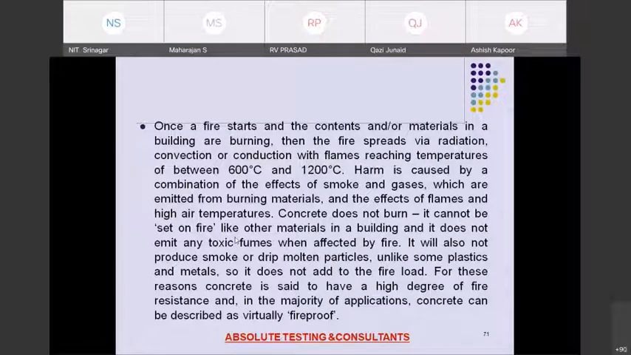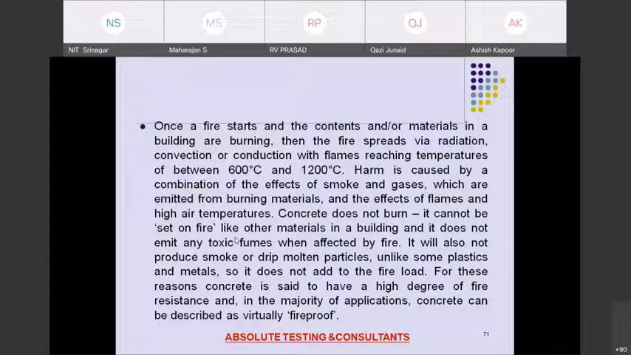So as we know, once a fire starts and the contents and materials in the building are burning, the fire spreads via radiation, convection, and conduction, with flames reaching temperatures between 600 and 1200 degrees Celsius. Harm is caused by the combination of the effects of smoke and gases emitted from burning materials. So what type of material is inside the building, how much heat is generated, and how much smoke and gases are evolved plays a very important role.